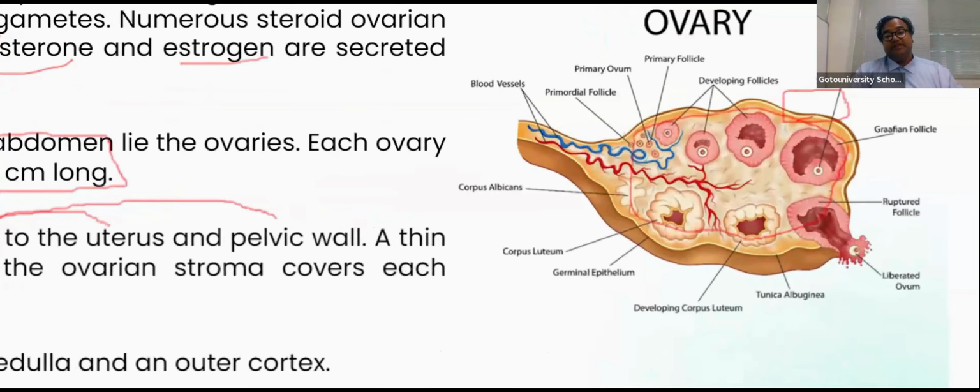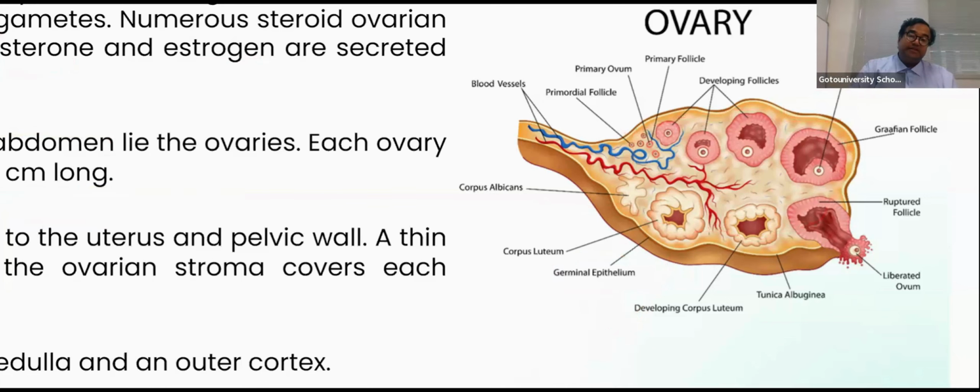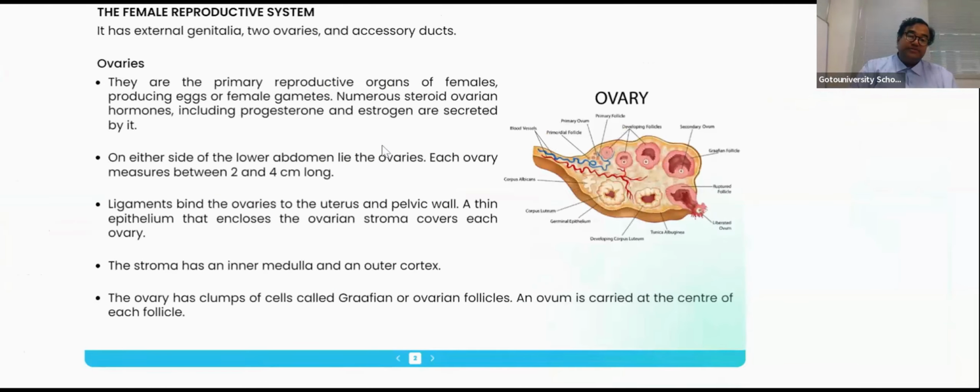That is why we call it the germinal epithelium. The germinal epithelium, a thin single epithelial layer, surrounds the two segments of the stroma: this is the external stroma, this is the inner stroma. So the inner stroma and external stroma are completely covered by the germinal epithelium. I think you understood this message.